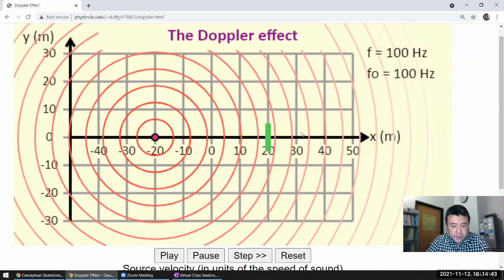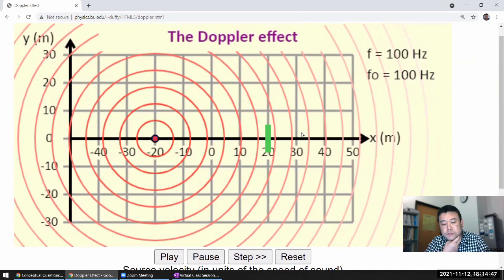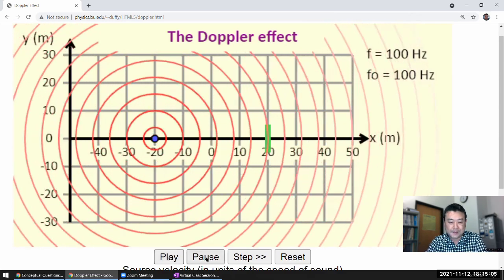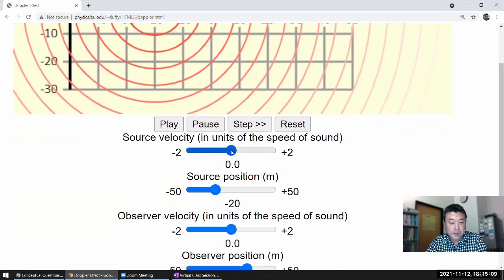Now, let's change the parameters of the simulation a little bit. We could make it so that the sound source is moving. When the sound source is moving, watch what happens. Before that, let me just play it for a while again so that you get a sense of the rhythm at which the waves are being emitted. And I'm going to have the sound wave source move.